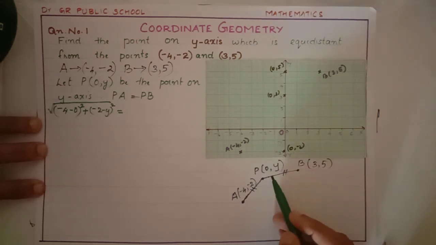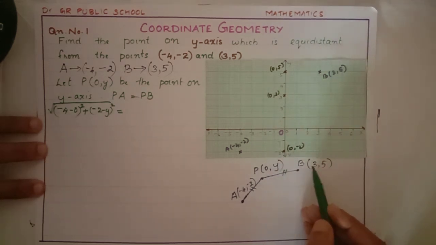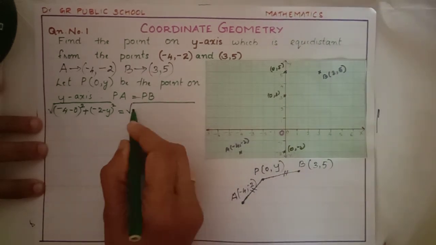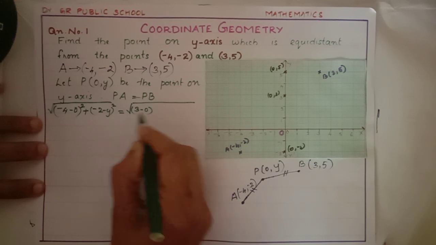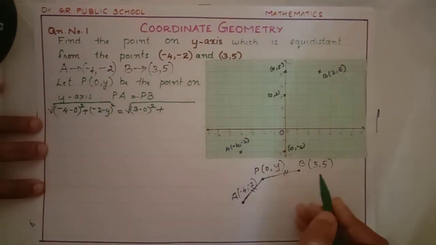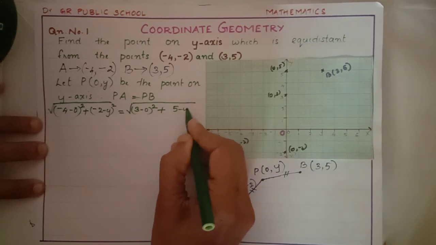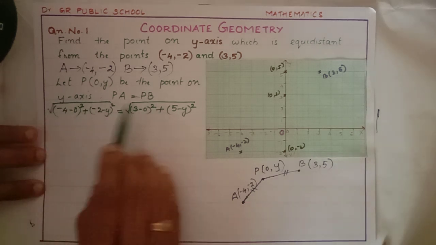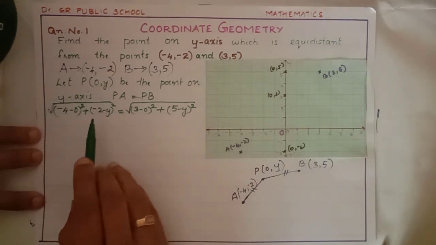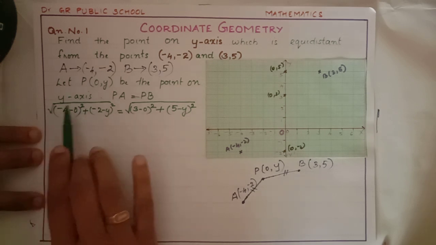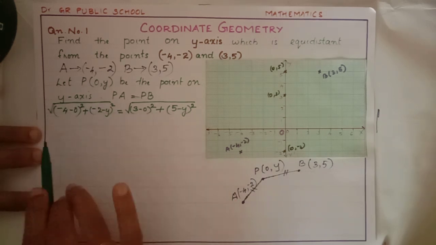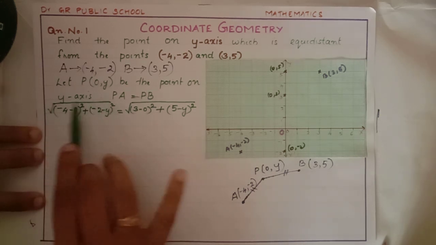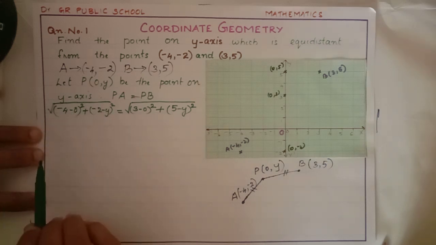What is PB? PB is square root of (x2 minus x1) the whole square, so square root of (3 minus 0) the whole square plus (5 minus y) the whole square. Here we have a square root symbol on both sides, so we can't do further simplification easily. So we have to remove that square root symbol. How can we remove it? If we take the square of an expression, we can avoid the square root symbol, isn't it?